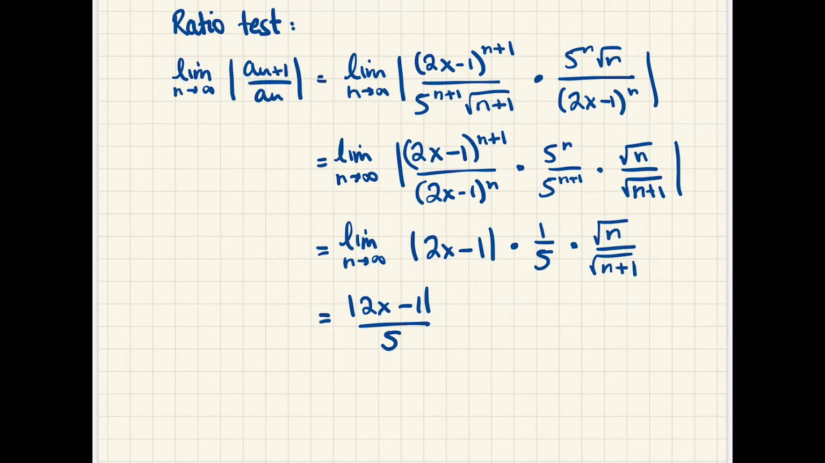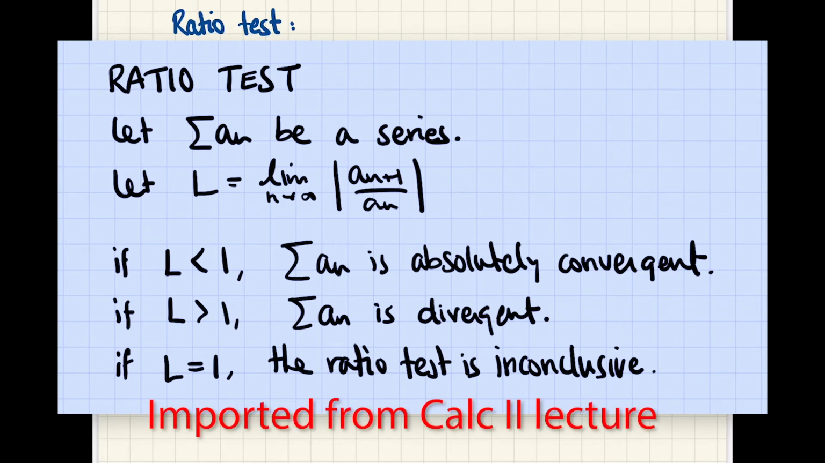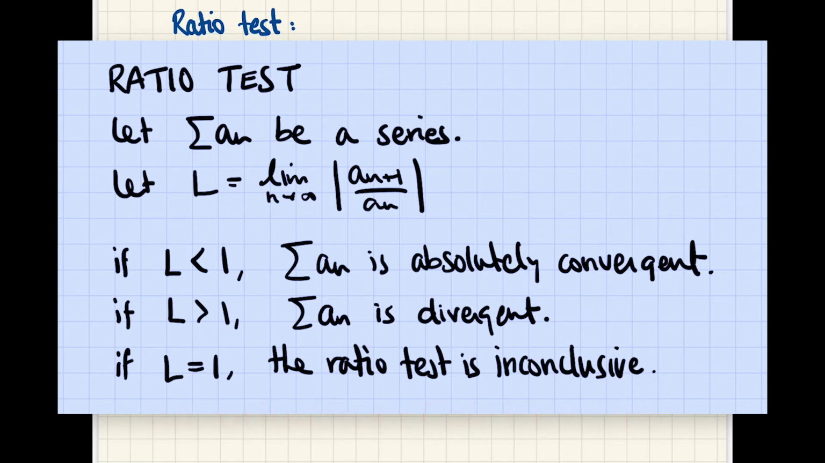Okay, now if you're rusty on the ratio test, the ratio test basically says you work out this limit, and if you get a quantity that's strictly less than 1, then the original series is absolutely convergent. If you get a quantity that's strictly greater than 1, then the original series is divergent. If you get a quantity that's equal to 1, then the ratio test is inconclusive.